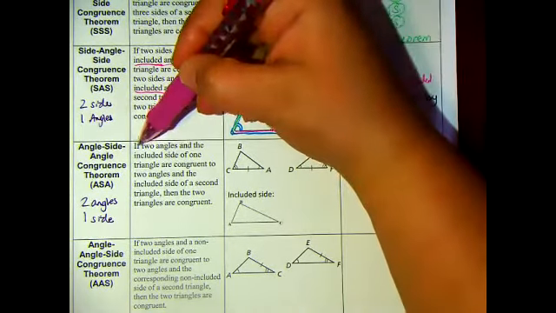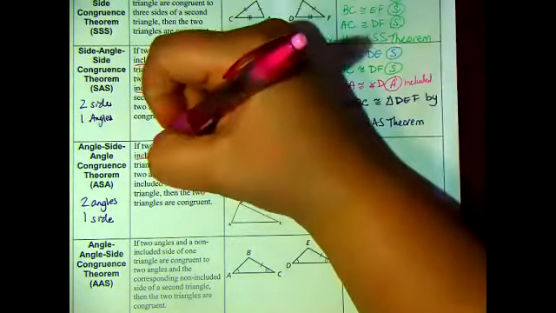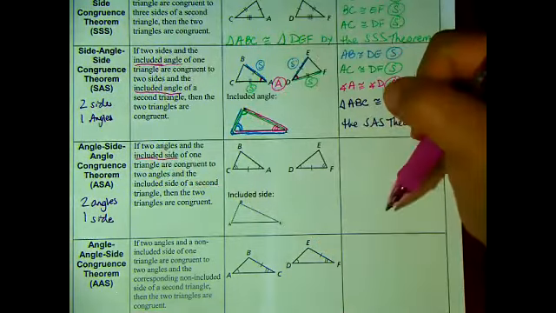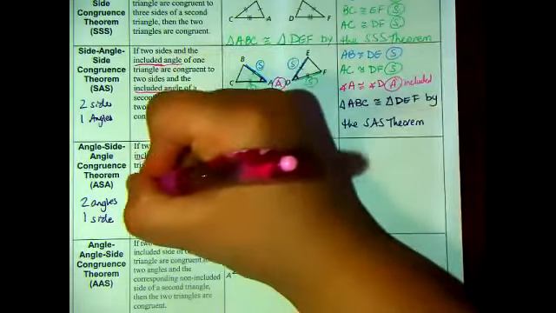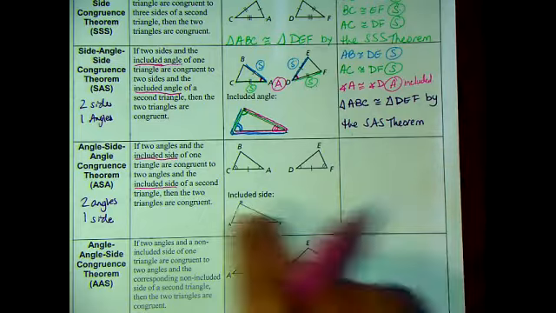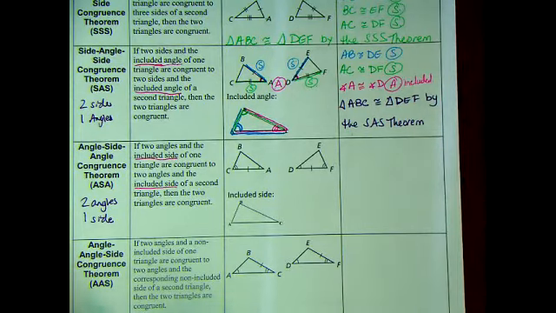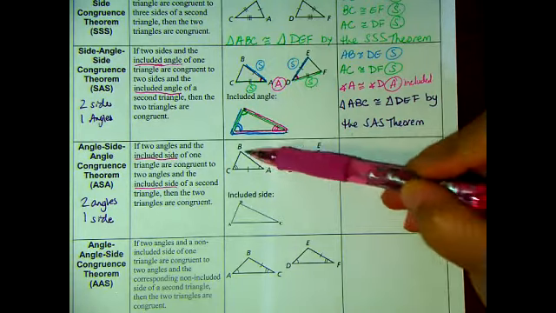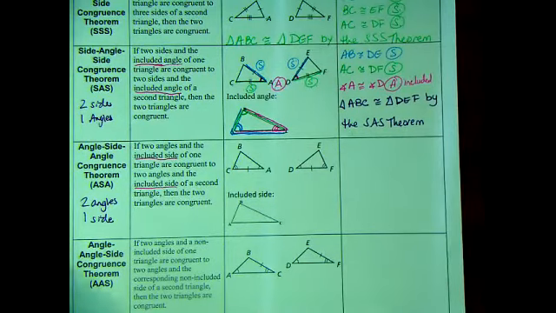So let's take a look. If two angles and the included side of one triangle are congruent to two angles and the included side of a second triangle, then the two triangles are congruent. So we're talking about an included side once more. We're going to have two pairs of angles and one pair of sides. Let's look at my diagram for triangle ABC and triangle DEF.